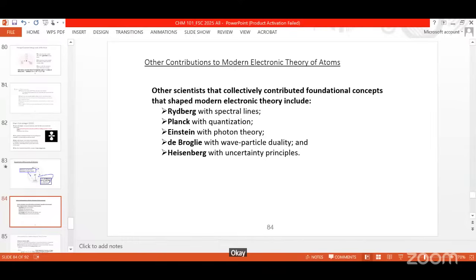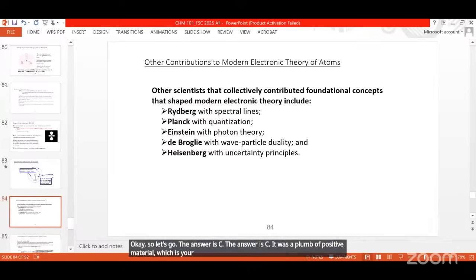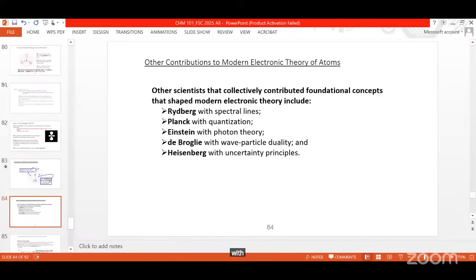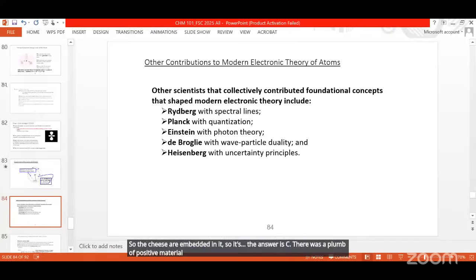Okay, so let's go. The answer is C. It was a plum of positive material, which is your dough covered with positive charge, with the cheese, which forms your electrons, embedded in it. So the answer is C. It was a plum of positive material with negative electrons embedded. So let's go to the next question.